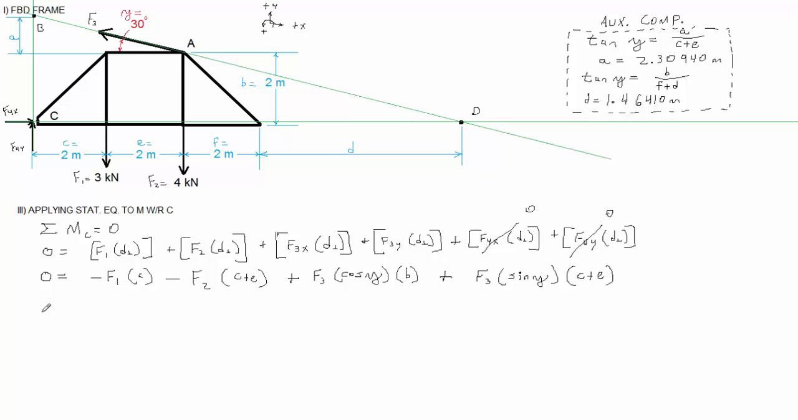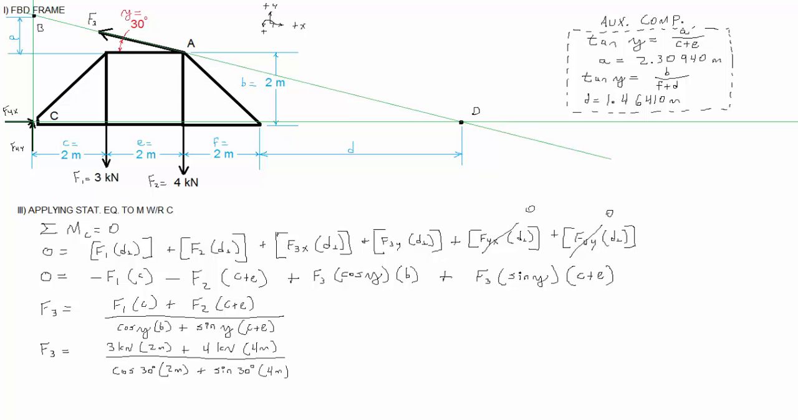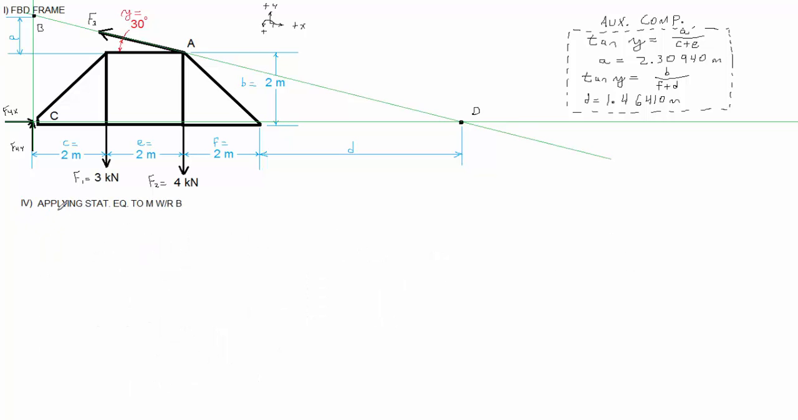Grouping like terms and solving for F3 yields this. And plugging our values in, we will find that F3 equals a positive 5.89489 kilonewtons. Don't forget the sign here indicates agreement with the diagram. Next, I said I was going to apply static equilibrium to moments with respect to point B.